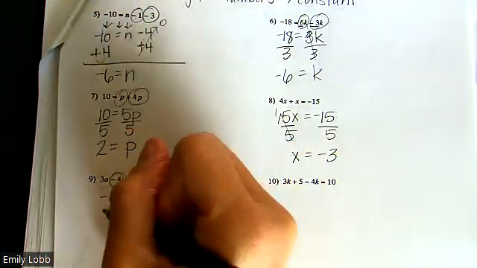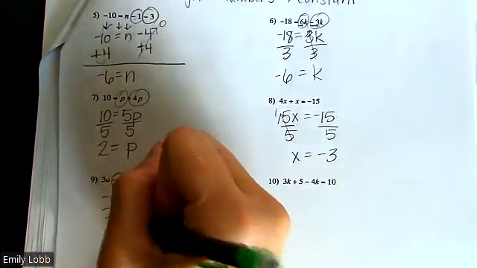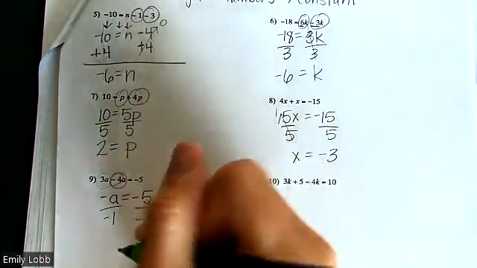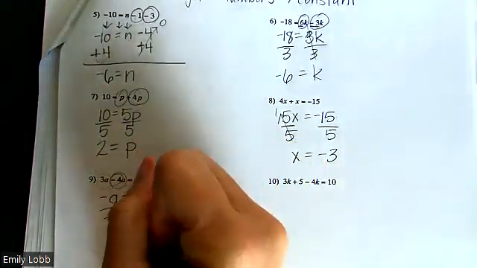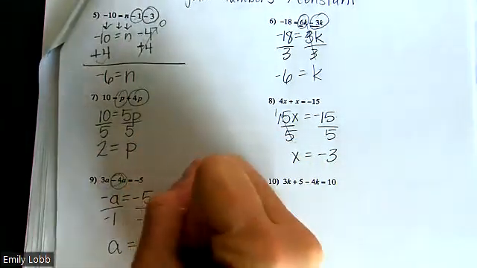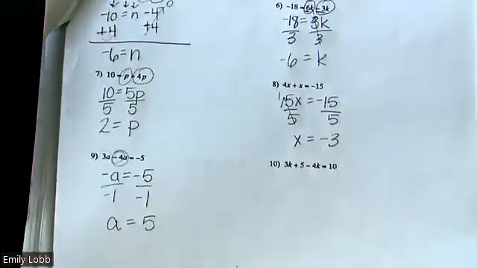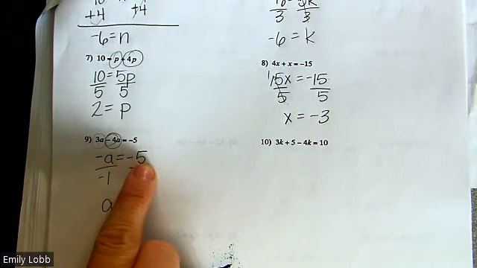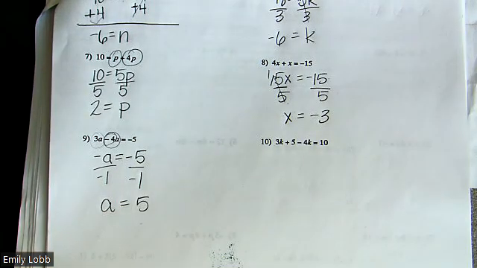So I could show that I could divide by negative 1 if that helps, or I could multiply by negative 1. Either way, that would give us positive a is equal to 5, which makes sense, right? The opposite of a is the opposite of 5, so a must equal 5.